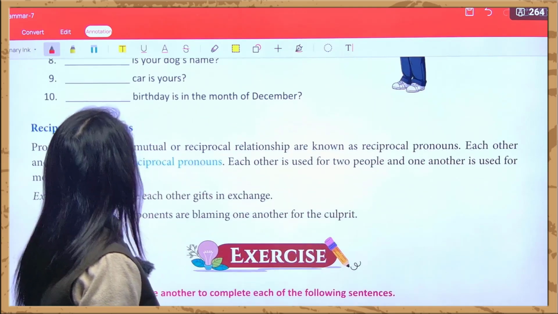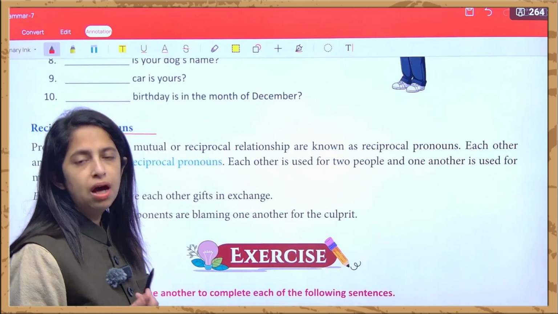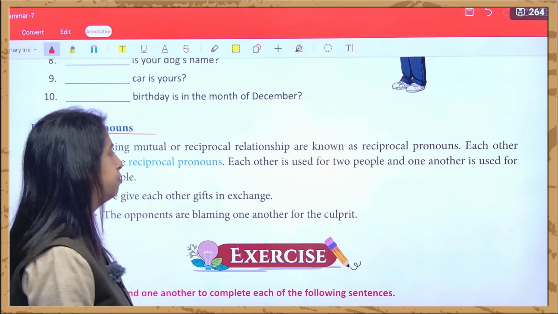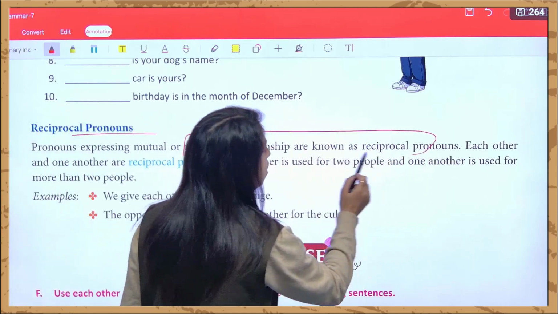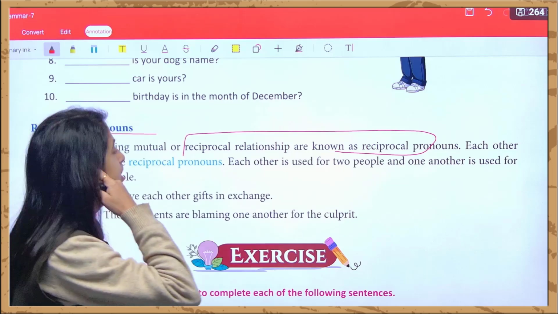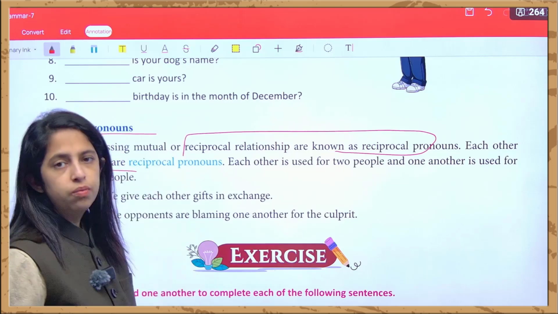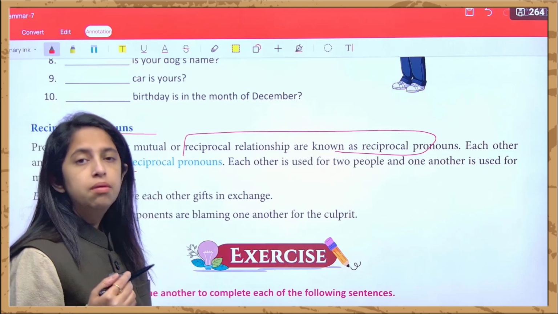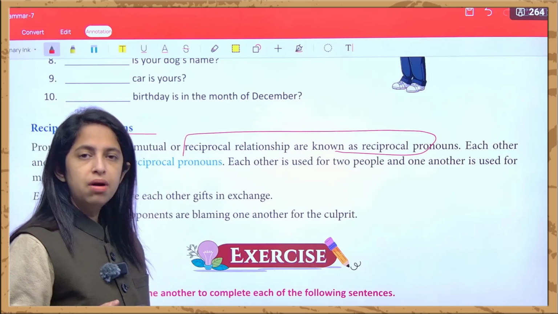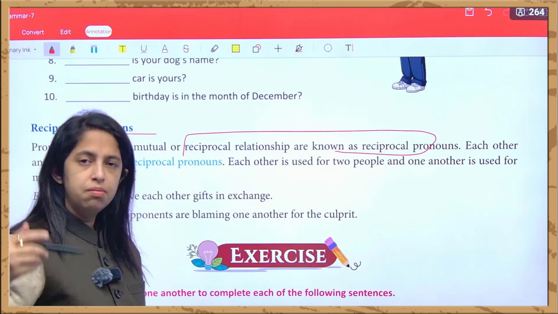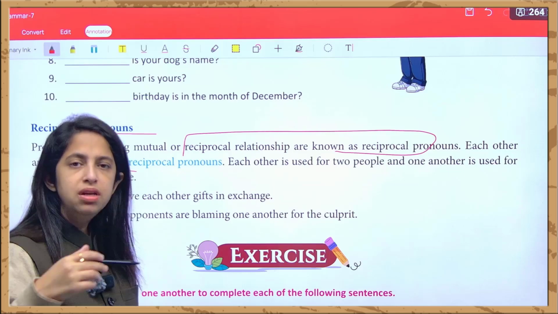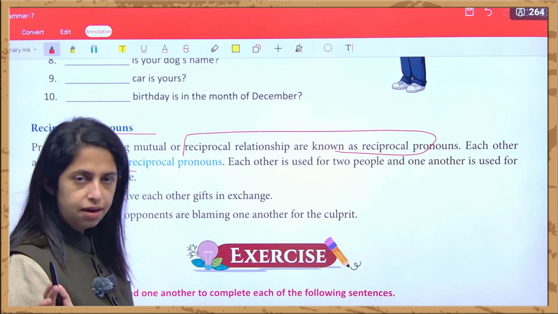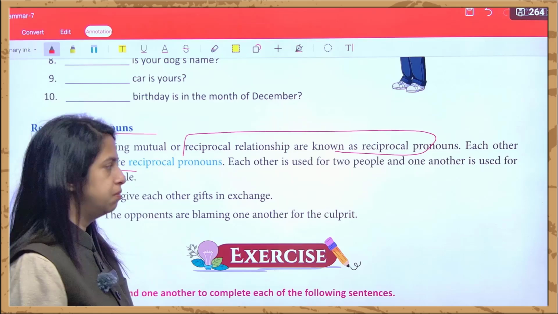Now moving on to the reciprocal pronouns. Reciprocal अपने आप में ही नाम होता है कि there is a relationship, right? Reciprocal relationships, they are known as reciprocal pronouns. जैसे कि each other, one another. देखिए, when we are talking about one another, मतलब मैं अपने बारे में बात कर रही हूँ और किसी ऐसे बंदे के बारे में बात कर रही हूँ जो मेरी family से, मेरे circle से belong नहीं करता है, right? And each other means हम आपस में बात कर रहे हैं.